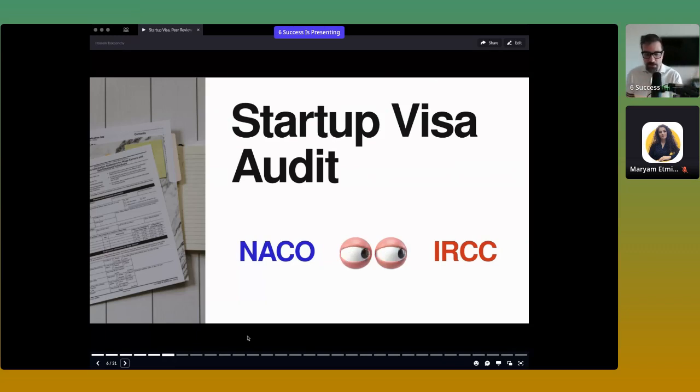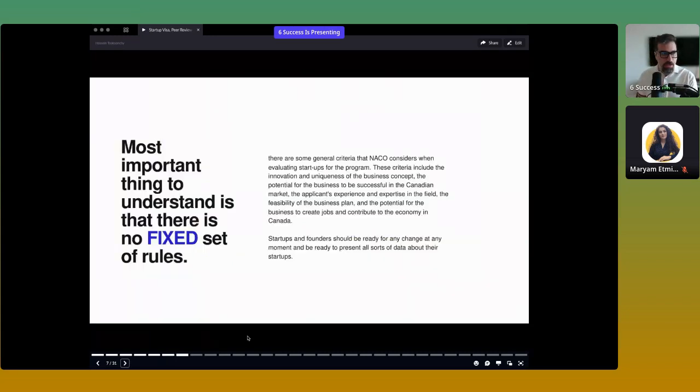And so you need to be, as a startup and a startup team, ready to address all the questions. The only way to do that is to make progress after you receive your letter of support. The most important point I wanted to relay here is that you need, as a startup, to have the mindset that there is no fixed set of criteria or rules, no check mark that says if I do this, I'll be successful. It's a fluid and dynamic relationship between you and IRCC and NACO. So you need to actually make progress, not only as a company but also individually, which I'll explain later, and be ready at any point to address all the questions.